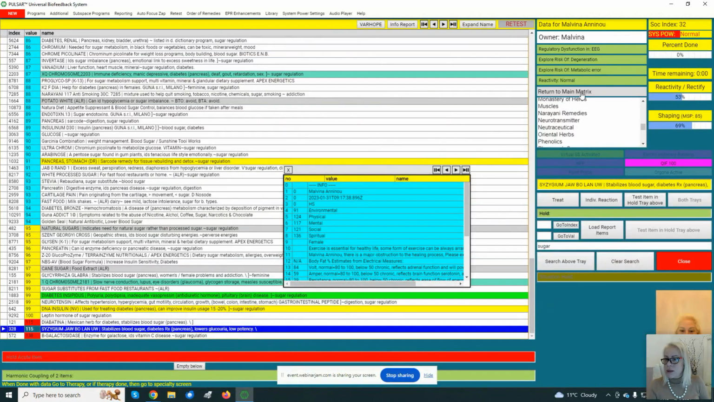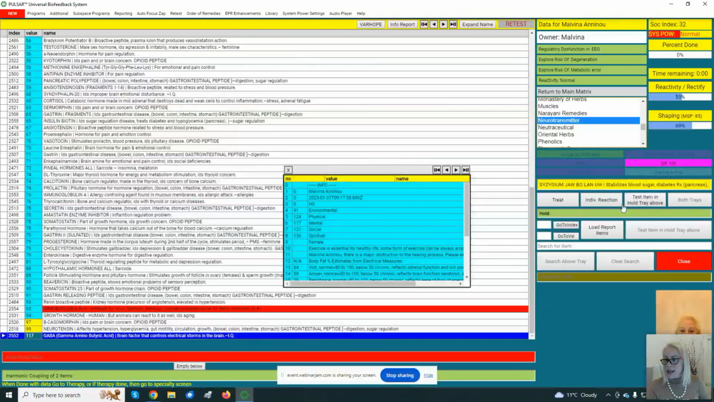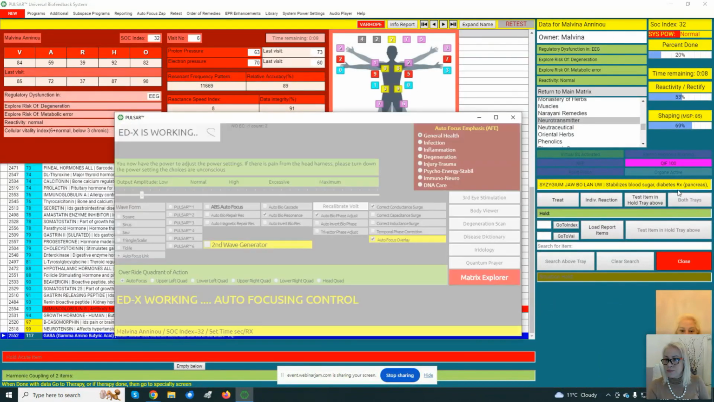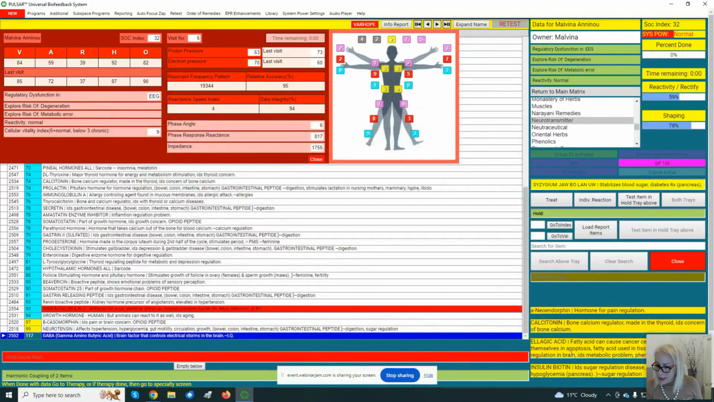But let's look into the neurotransmitters, and do a test against the stabilized sugar and diabetes issue, against the neurotransmitters. And let's see what comes up. Hormone for pain. Okay, there is some pain. Bone for calcium, etc. Okay, fatty acid cause and insulin. There we go. Treating.